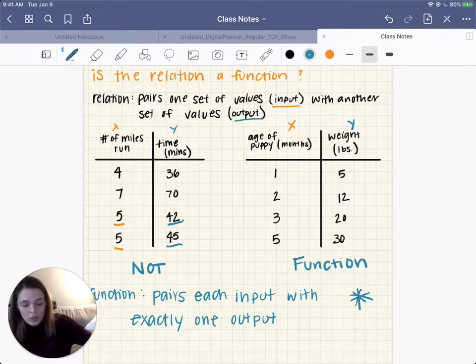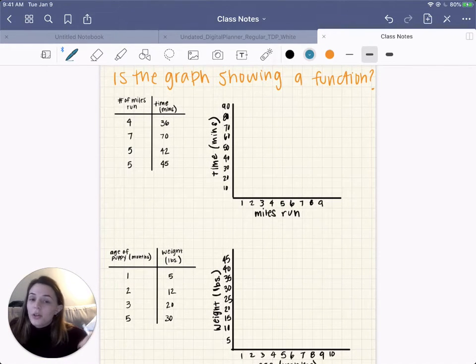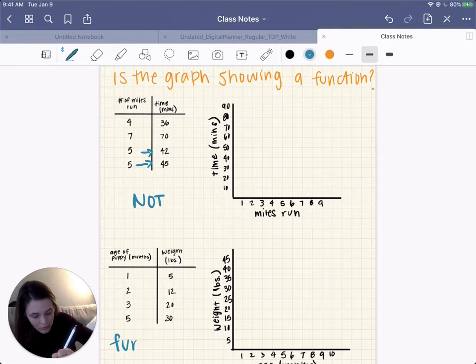Okay, so that's a review of what we did yesterday. Now, moving on to our new skill, determining whether a graph is showing a function. We haven't looked at any graphs yet this year. So what I'm going to do is use the same examples that we already used, so we can apply what we know about that to what it would look like on a graph. So let's just review. This first one was not a function because 5 miles had two different outputs. And this one was a function.